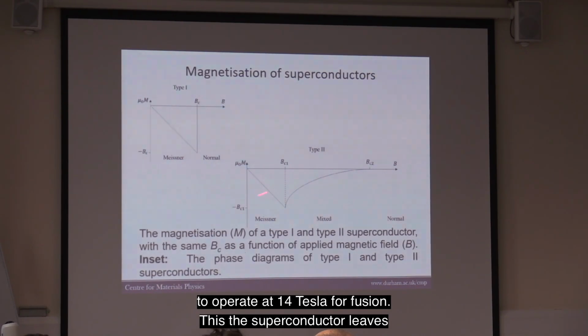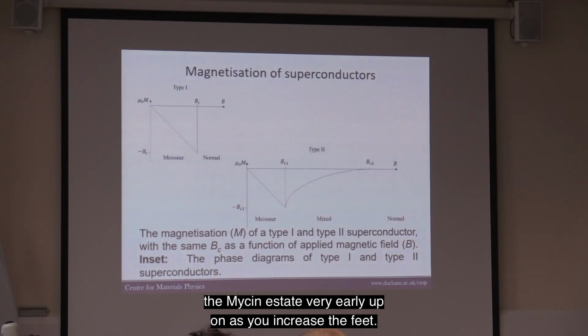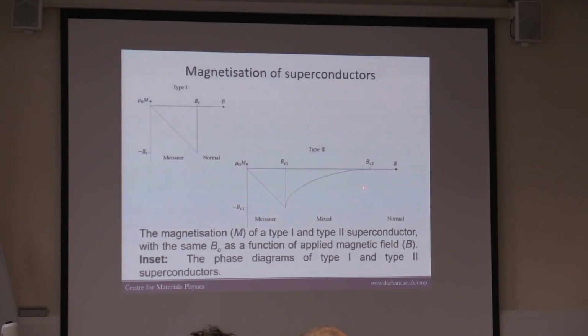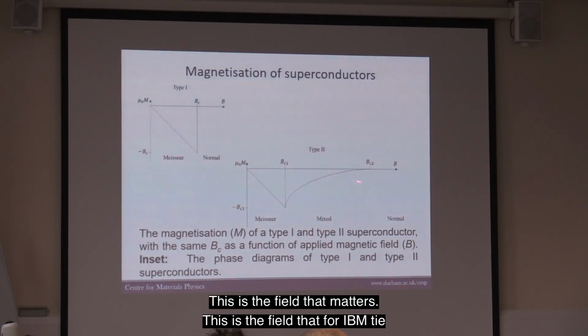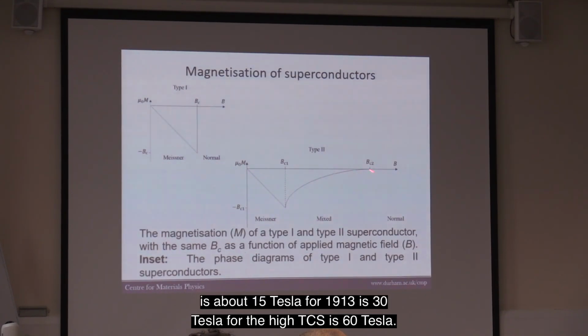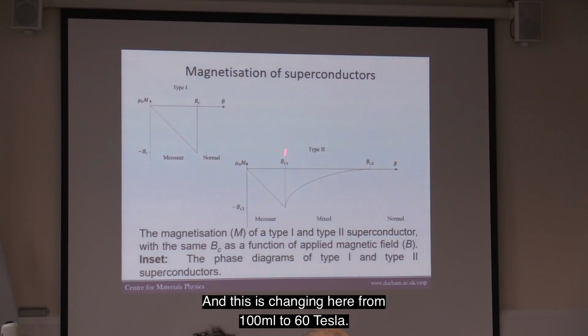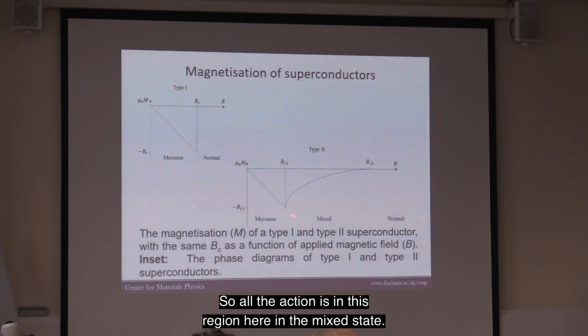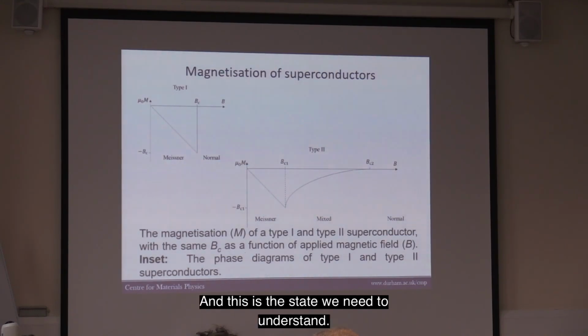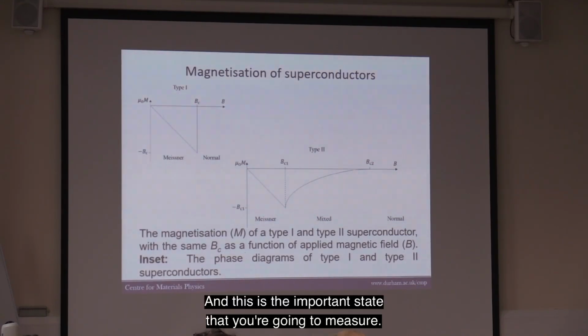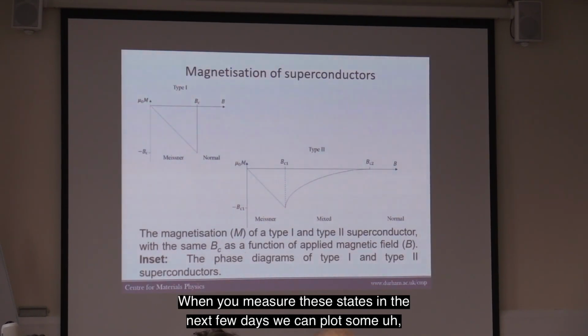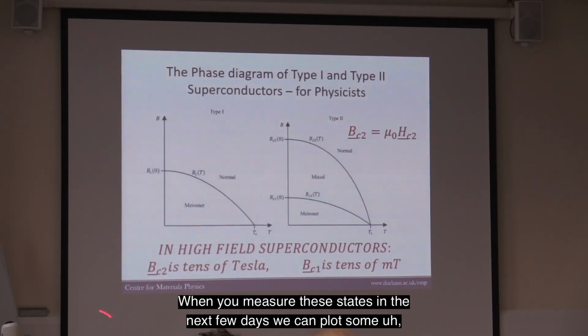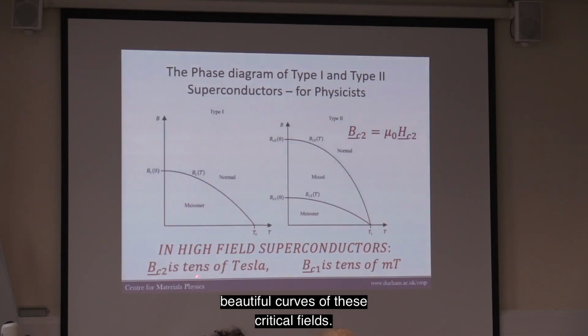The superconductor leaves the Meissner state very early on as you increase the field. This is the field that matters. This is the field that for niobium-titanium is about 15 Tesla, for niobium-3-tin is 30 Tesla, for the high Tcs is 60 Tesla. And this is changing here from 100 millitesla to 60 Tesla. So all the action is in this region here in the mixed state. And this is the state we need to understand. And this is the important state that you're going to measure when you measure these tapes in the next few days. We can plot some beautiful curves of these critical fields.